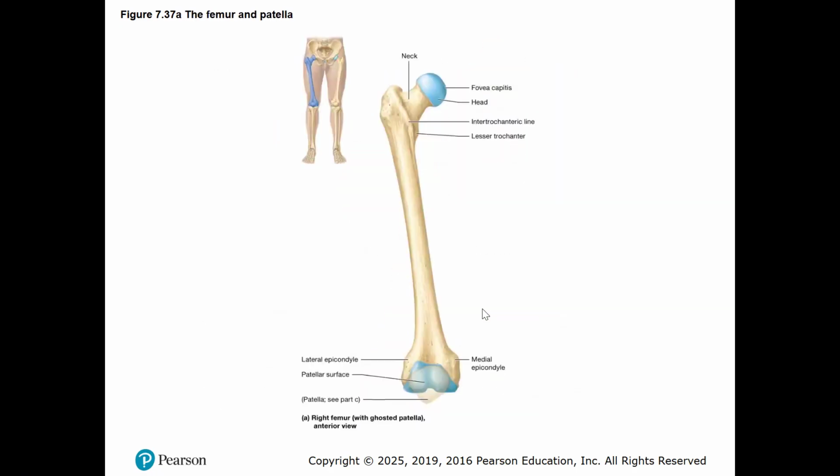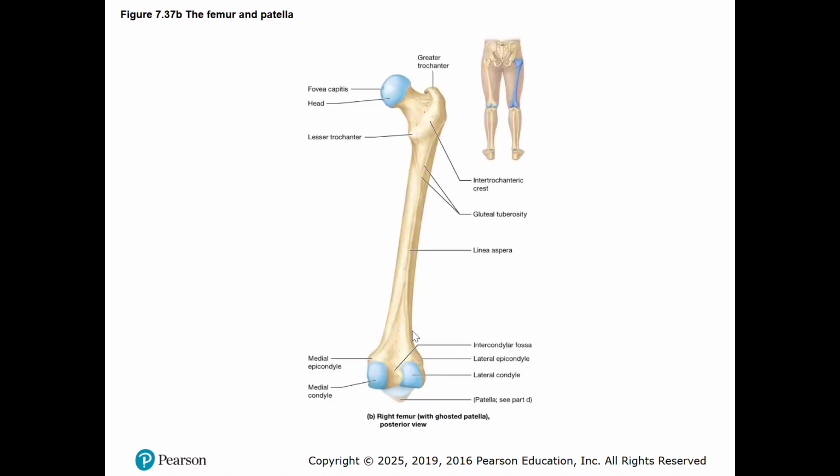Let me show you here. Anterior view. You see the medial and lateral epicondyle here. The femoral head obviously is always going to be medial. The greater trochanter is always going to be lateral. And you see the patellar surface here that allows for the gliding of the patella, the bone that's going to articulate with the femur's patellar surface here.